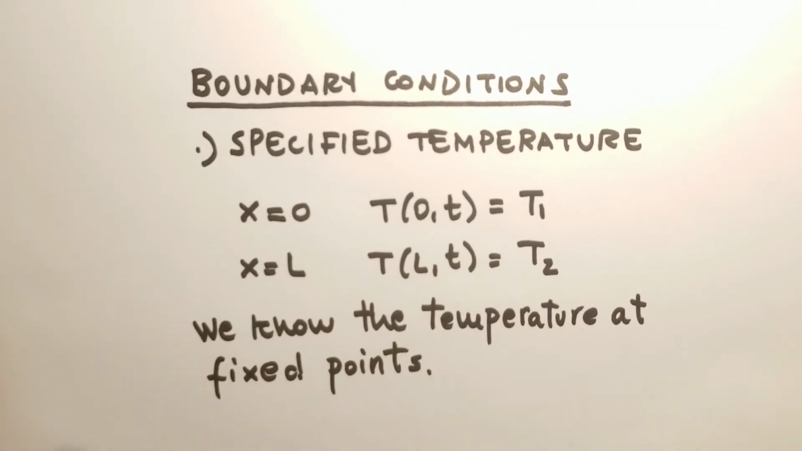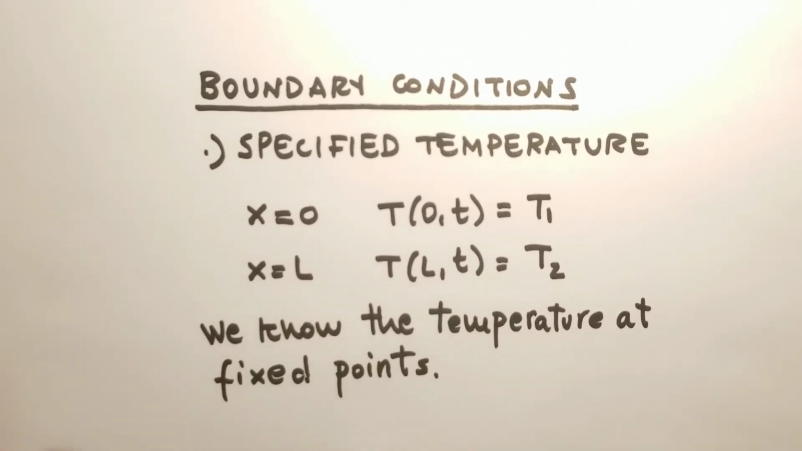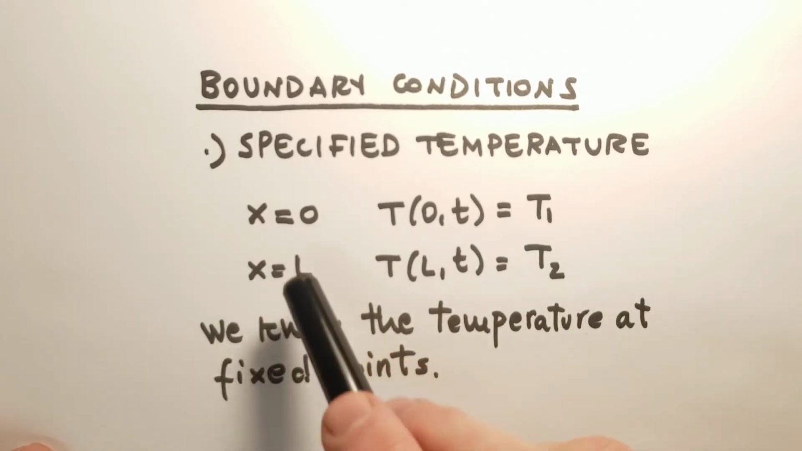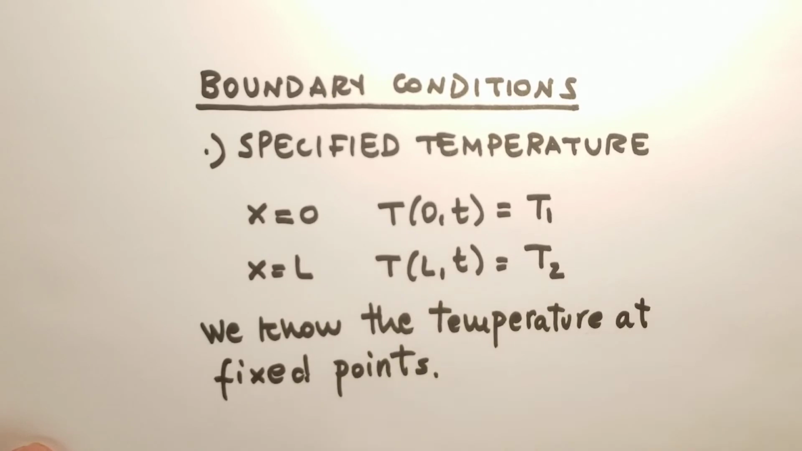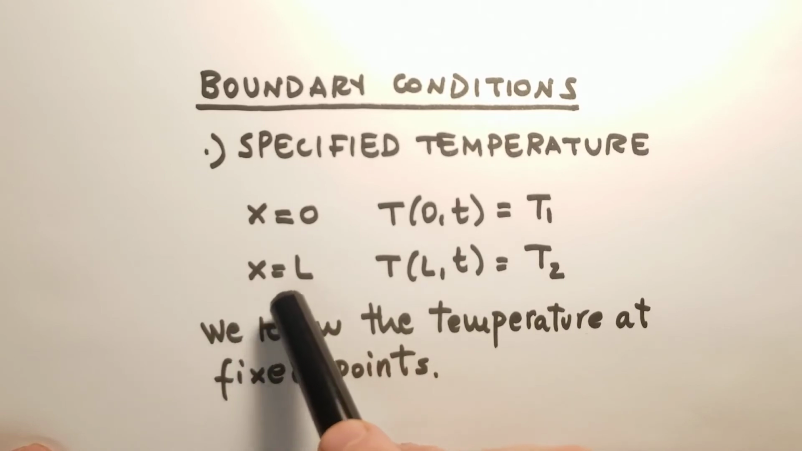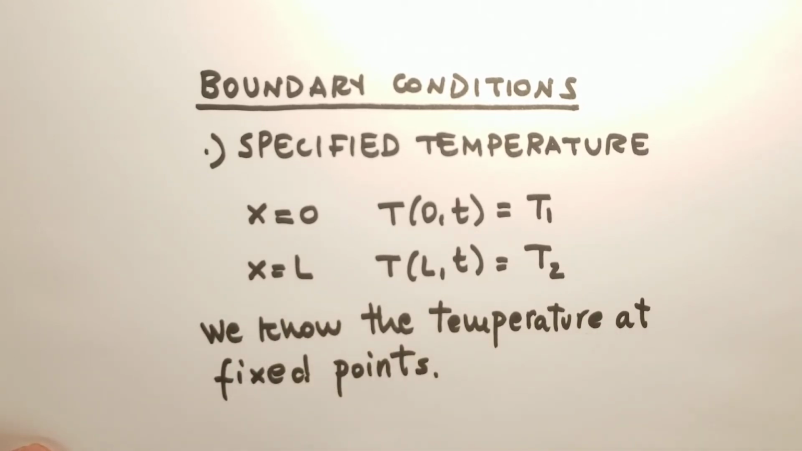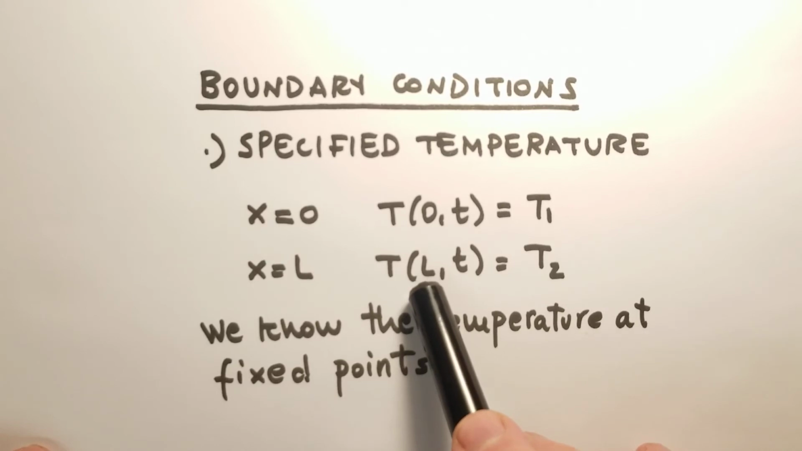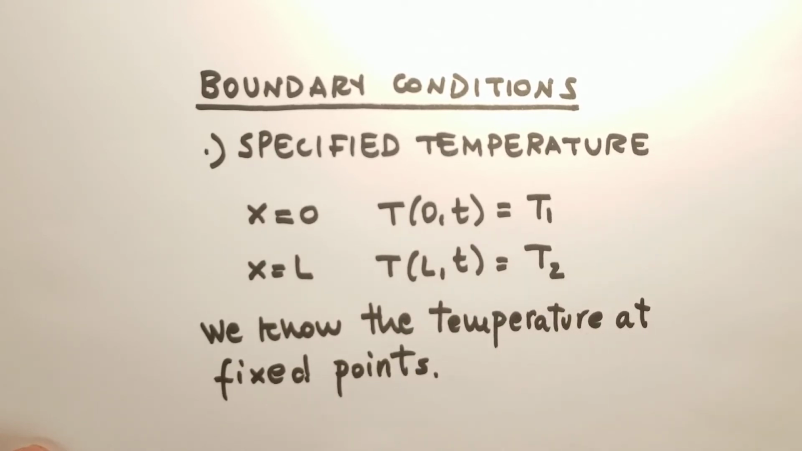Okay, let's look now at specific cases for the boundary conditions. What's the simplest boundary condition we can specify for our heat conduction problem? Well, we can specify the temperature. For example, at x equals 0, the temperature at any time is equal to T1, a known temperature. Or we can say at x equals L, a certain location in space, the temperature T_L is equal to T2. So we know the temperature at these two fixed points.